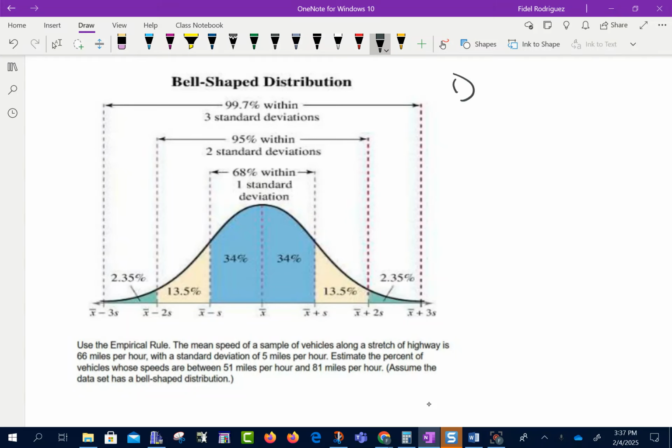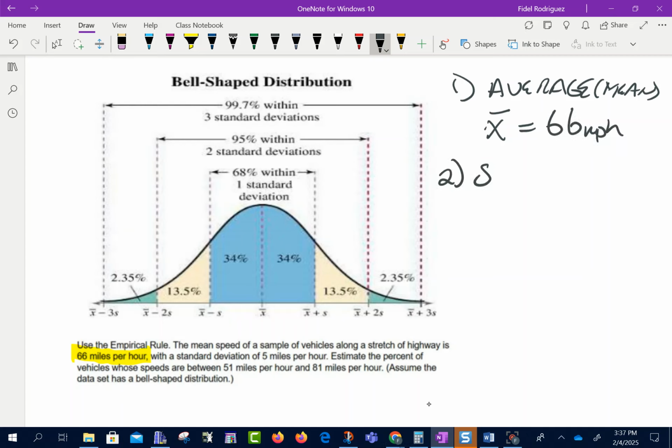Step number one, we're going to find our average. Our average is the same thing as our mean, okay? So when I'm reading this problem here, y'all, it says the mean speed of a sample vehicle along a stretch of highway is 66 miles an hour. That is my average, y'all. So my X bar is 66 miles an hour. My second thing, y'all, we're going to find our sample standard deviation. And it says my sample standard deviation is 5 miles an hour.